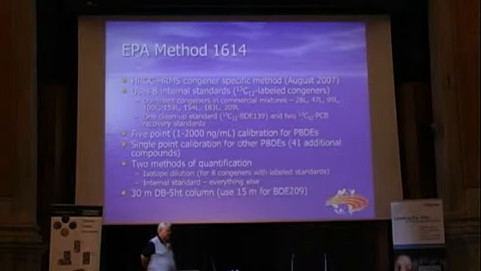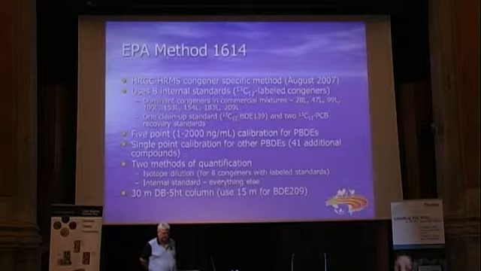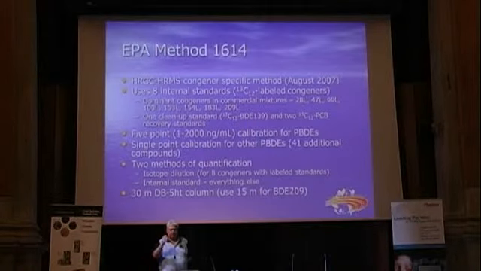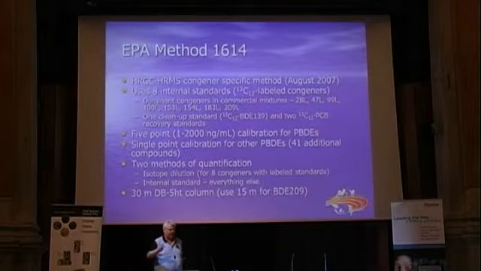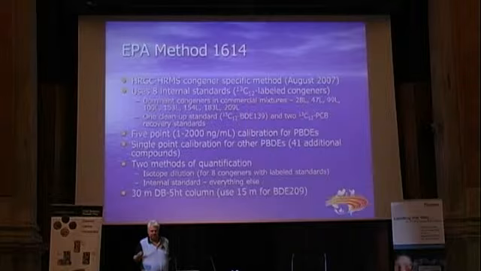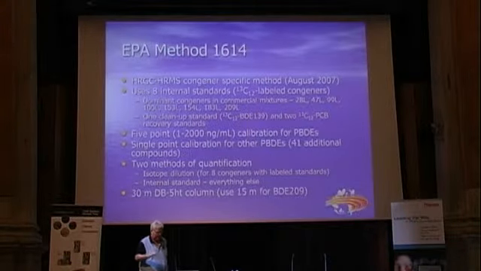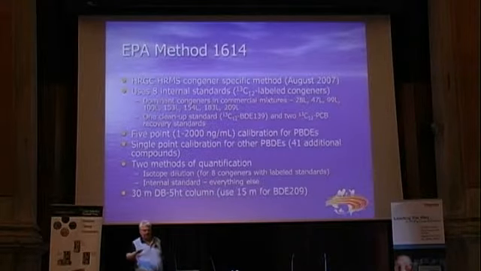1614 was the US EPA's attempt to put a method together for PBDEs. It uses 8 internal standards. For those of you who are familiar with 1668A, B or C, it takes a similar approach. It uses multiple standards in each level of bromination, and you can use those to quantify within that level of bromination. Some of the congeners have a labeled standard beneath them, some of them do not.